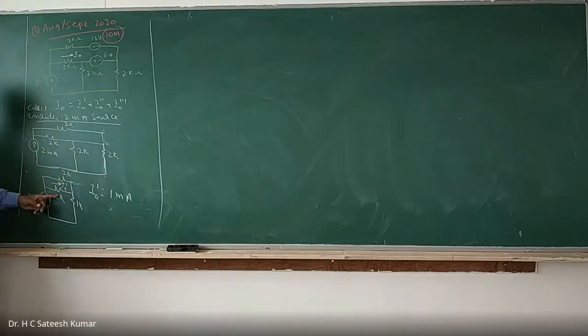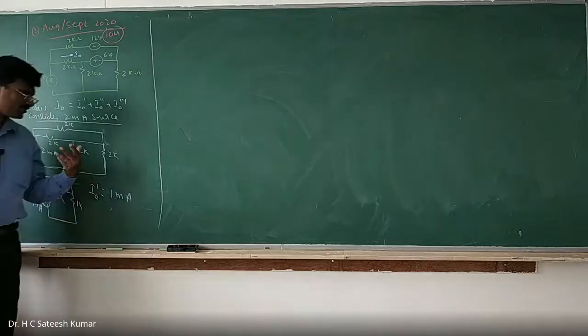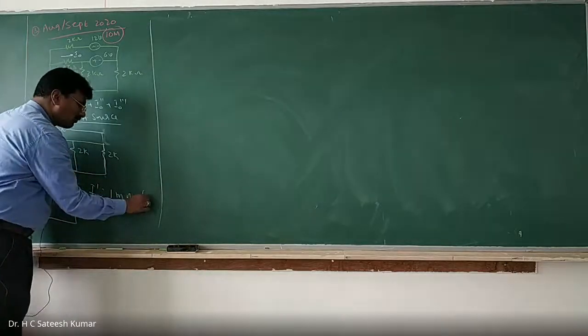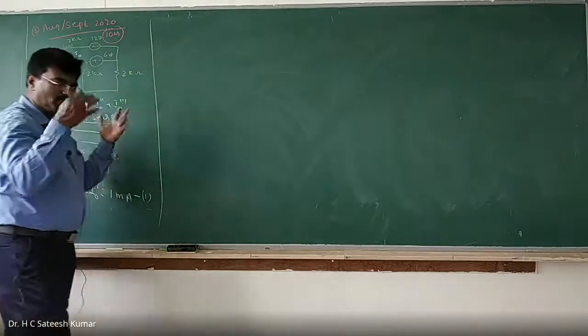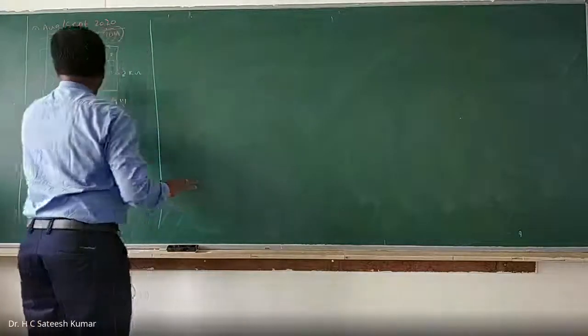Directly we can say that 2K parallel with 2K, two equal resistors are connected in parallel. Therefore, current divides equally in equal resistors. Therefore, it is 1 milliamp. If you want, you can write it. Otherwise, you can directly write it. Call this as equation number 1. That's all. No need to calculate anything here. No need to apply KVL, KCL. Nothing doing. Now we go for the second one.